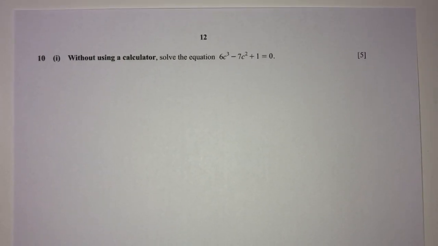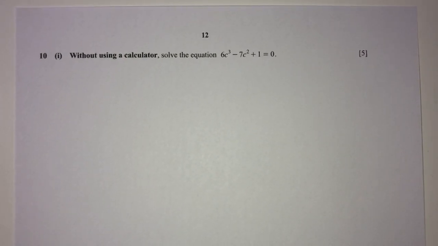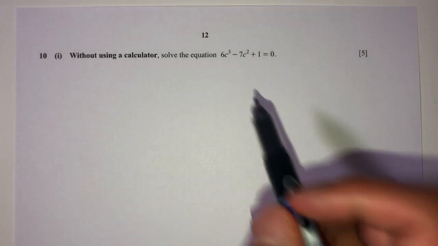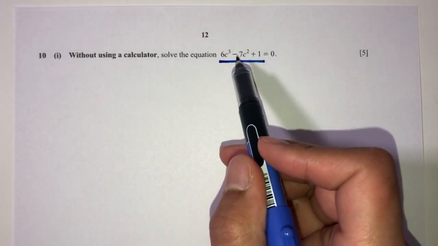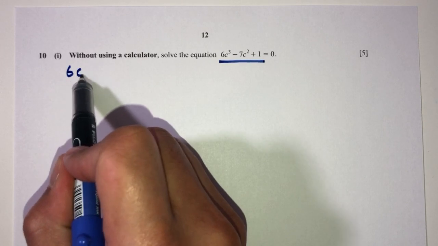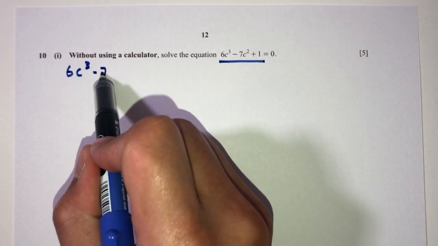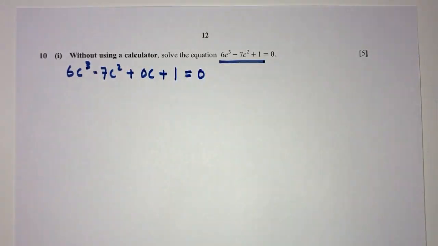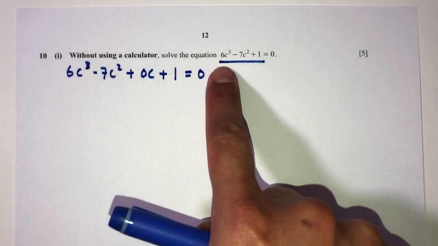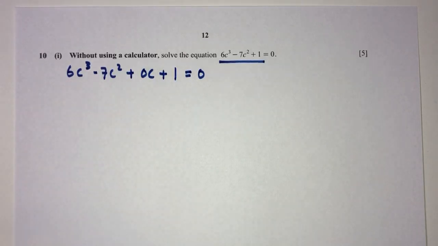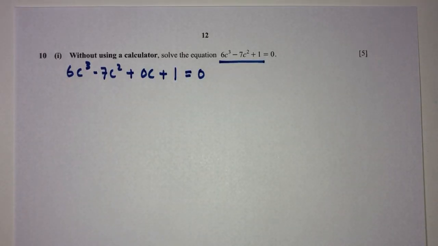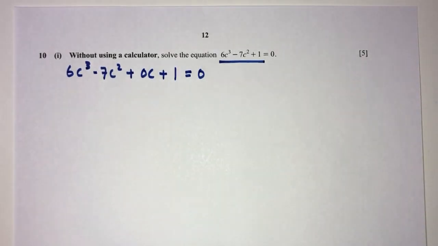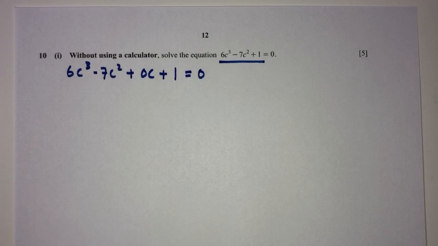Okay, let's move on to question number 10. Without using a calculator, we have to solve this equation. As you can see, we can rewrite this again as 6c cubed minus 7c squared plus 0c plus 1 equal to 0. Now you can see this one is a cubic equation because we have c power 3, right? And how do you solve a cubic equation? We have to factorize them and find the factors, and then we can solve them. So how do you find the factors of a cubic equation? We have to find them by trial.